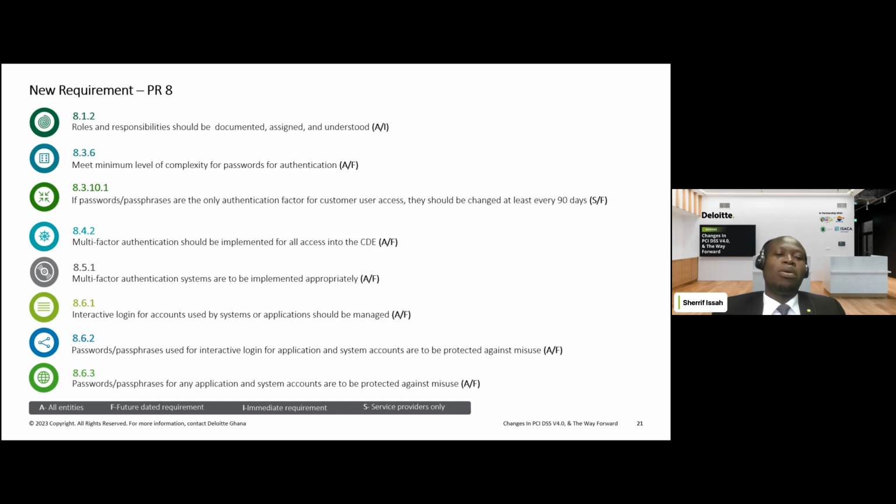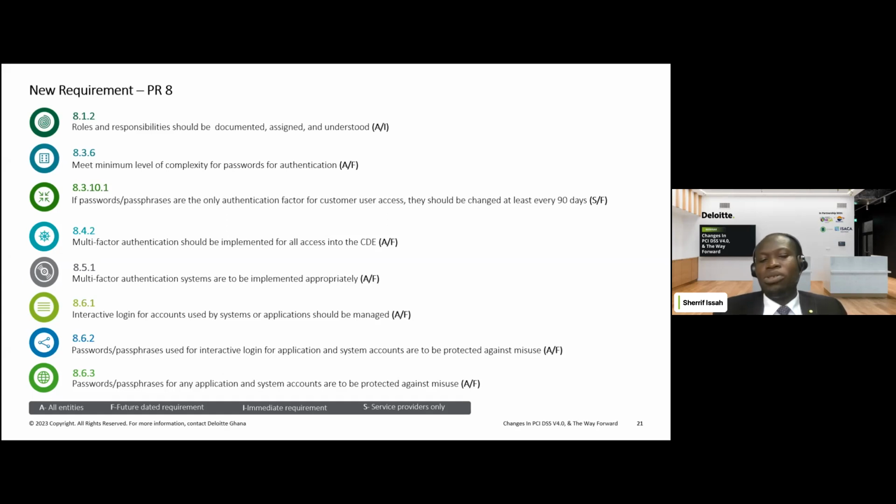Then 8.6.1 says that interactive login for accounts used by system or application should be managed. So we earlier spoke of system accounts, but system accounts sometimes too, there can be an interactive login for such accounts. So then there's a need to manage those accounts and ensure internal and external parties don't misuse such accounts.